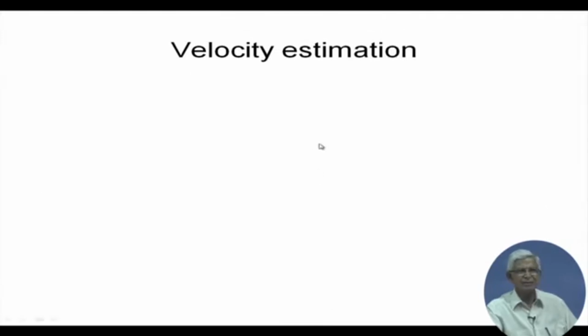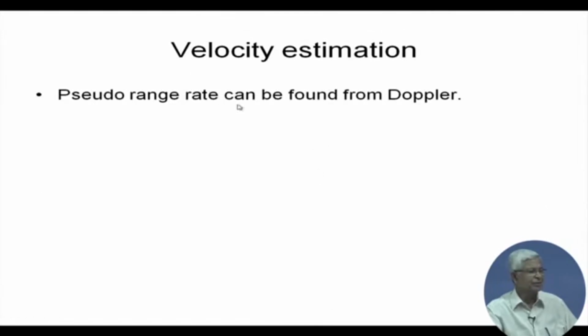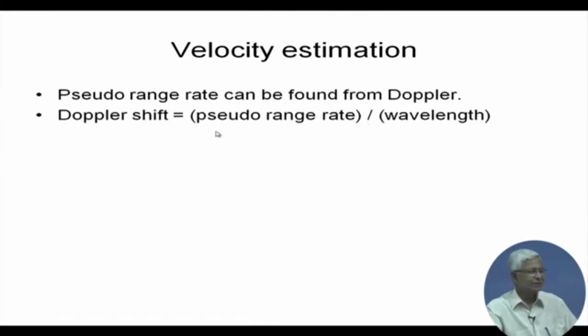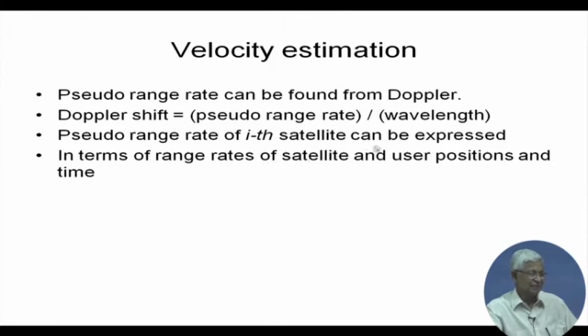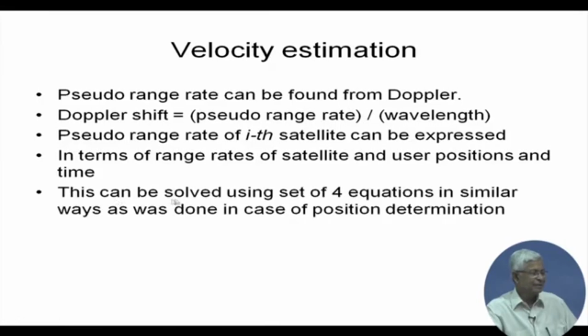Velocity estimation is much simpler, that is the pseudo range rate can be found out from the Doppler, and the Doppler shift is pseudo range rate divided by the wavelength, and the pseudo range rate of the ith satellite can be found out in that form, the derivative form of our earlier quadratic equation. So, in terms of range rates of satellite and user positions and time, it can be found out. This can be solved using a set of 4 equations, in a similar way as the position determination that we did.